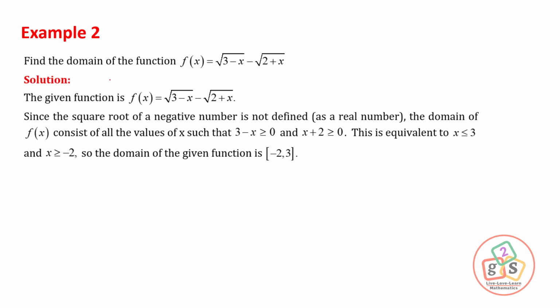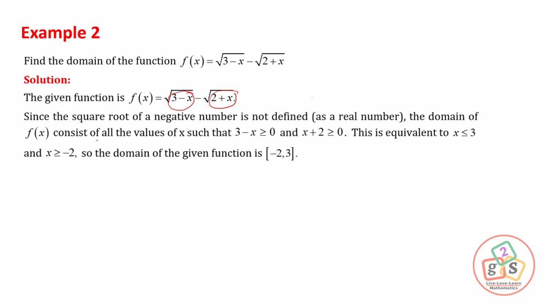Now again we see one more example. Find the domain of the following function, f of x is equal to square root of 3 minus x minus square root of 2 plus x. So here also we have a square root. The inside values 3 minus x and 2 plus x should be non-negative. The square root of a negative number is not defined.